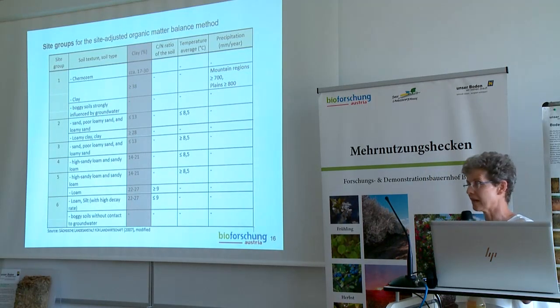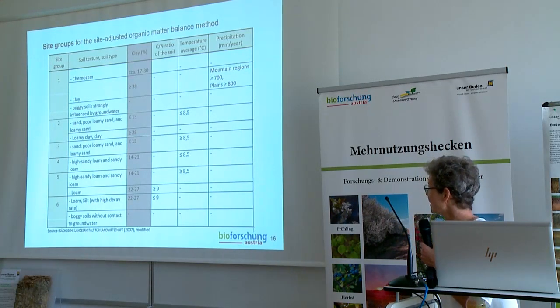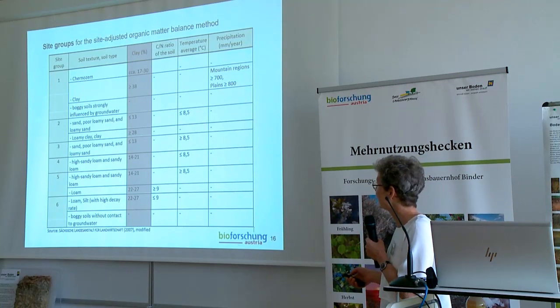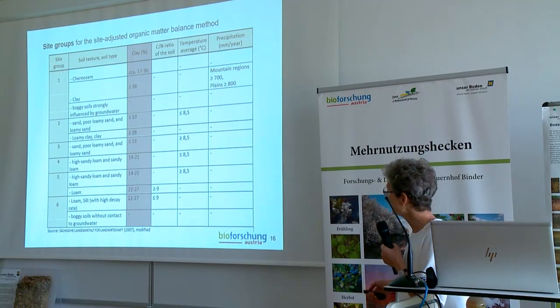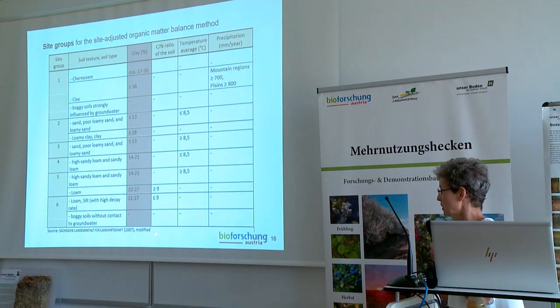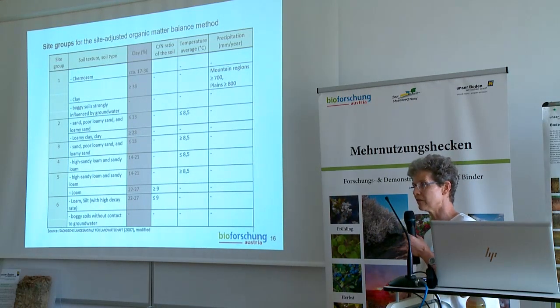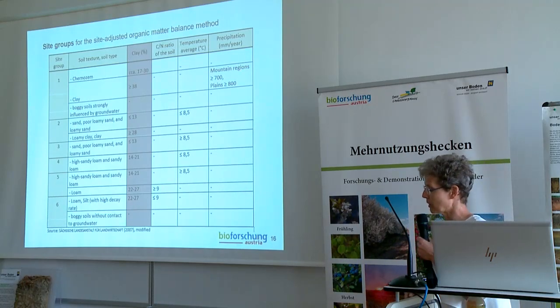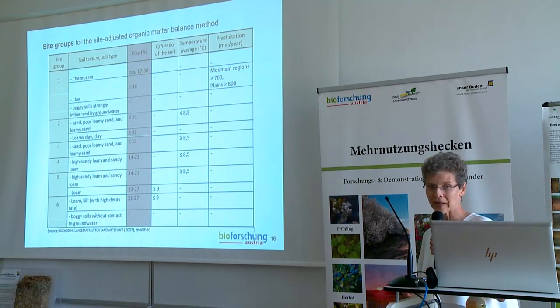And a third issue I'd like to mention were the soils influenced by groundwater. Soils which are influenced by groundwater are in site group 1, and when they have lost the contact to the groundwater, they move to site group 6. So they react very differently as concerns soil organic matter. And therefore it is important to know if a soil has contact to the groundwater or not.